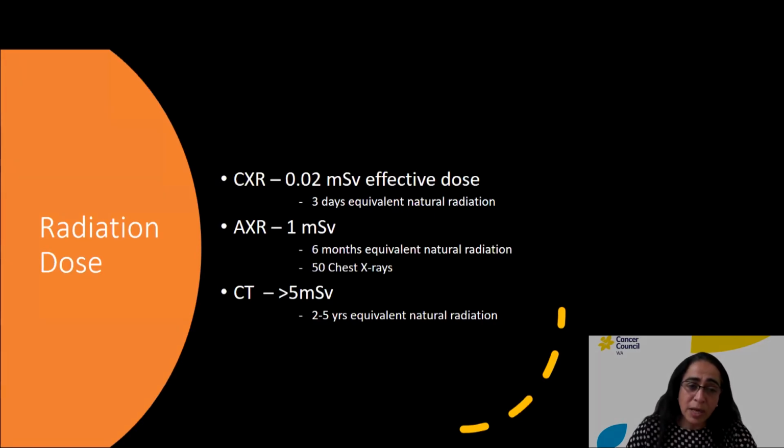In comparison, abdominal radiographs involve a radiation dose of around 1 millisievert, which is equivalent to 50 chest X-rays or 6 months of natural radiation. Whilst CT scans use a much higher dose, more than 5 millisieverts, and that can be equivalent to 2 to 5 years of natural radiation one is exposed to.